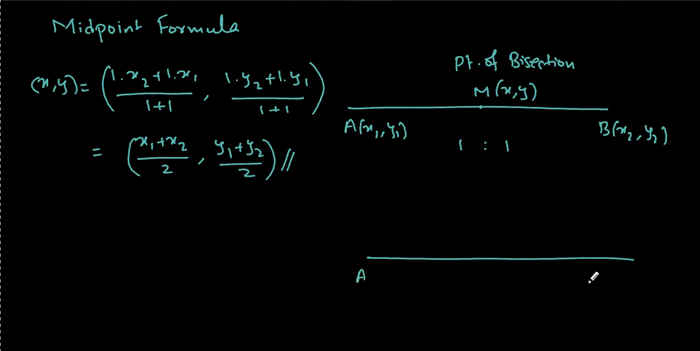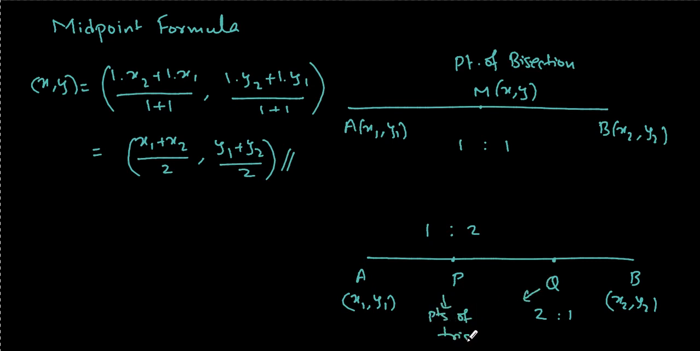We can also talk about points of trisection, that is those points which divide the line segment AB into 3 equal pieces. Let us say we have P and Q. It is very clear that P divides AB in the ratio 1:2 and Q divides AB in the ratio 2:1. So these are called points of trisection. It's very easy to find the coordinates.